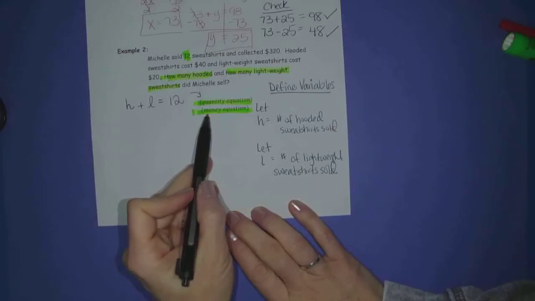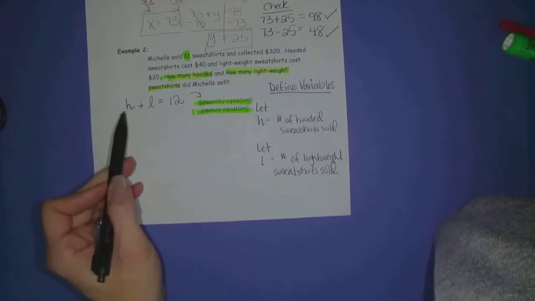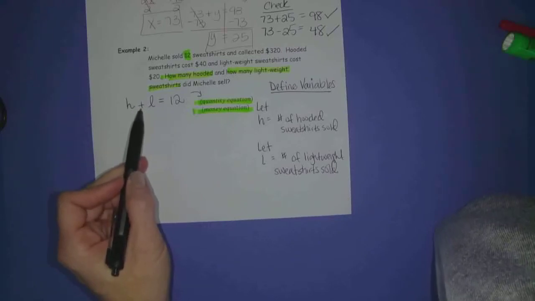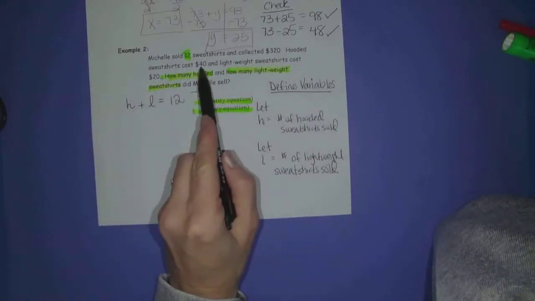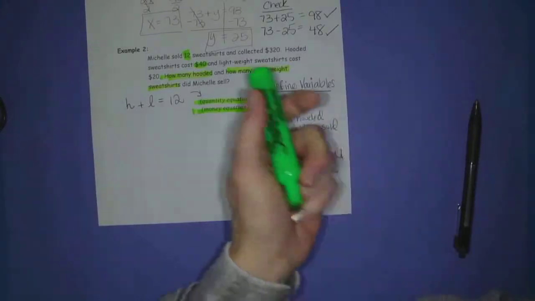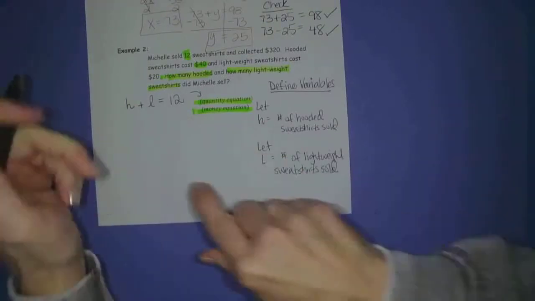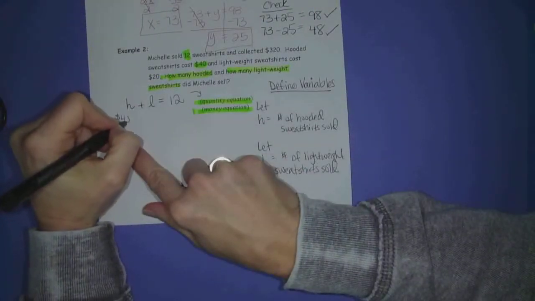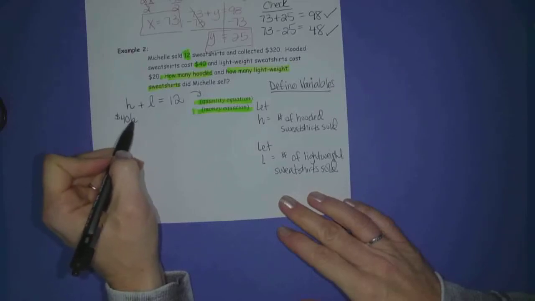Now we're going to move on to the money equation. Now the money equation has to do, obviously, with the total amount of money and how much each of our separate items cost. So let's look at this. So a hooded sweatshirt costs $40 per, which means multiplication, $40 per sweatshirt. So I can write that as $40 times the number of hooded sweatshirts that I sell. This is going to show me how much money I bring in on hooded sweatshirts.